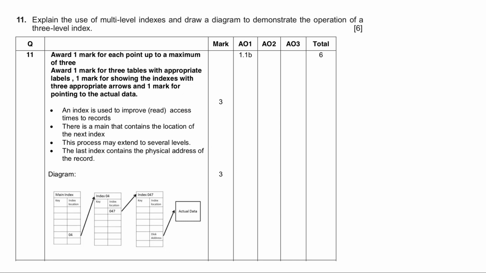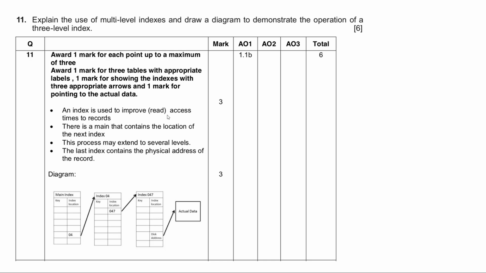So here is a typical question that we've seen in the A-level paper. Explain the use of multi-level indexes and draw a diagram to demonstrate the operation of a 3-level index. Award 1 mark for each point up to a maximum of 3 in the mark scheme. Award 1 mark for 3 tables with appropriate labels, 1 mark for showing the indexes with 3 appropriate arrows, and 1 mark for pointing to the actual data.